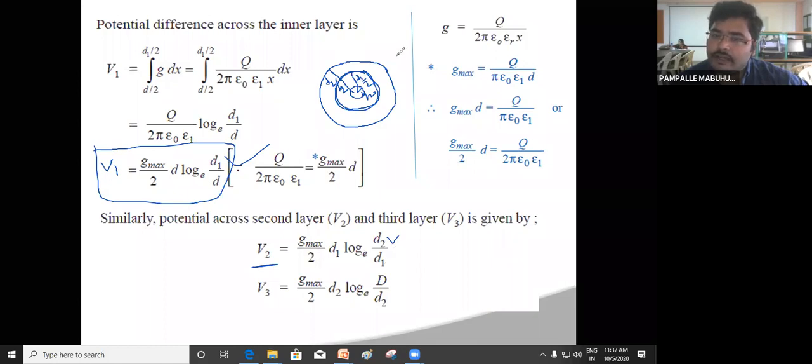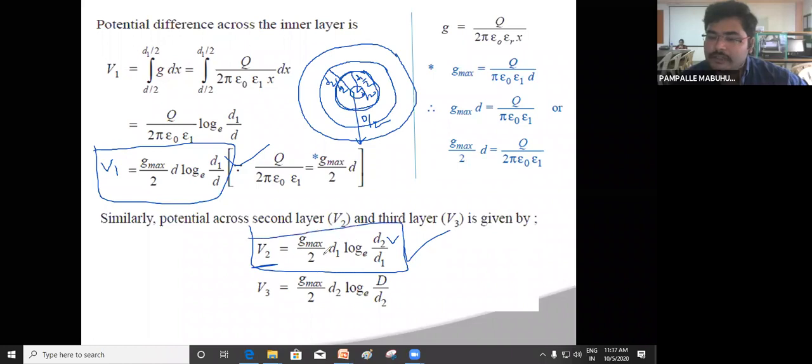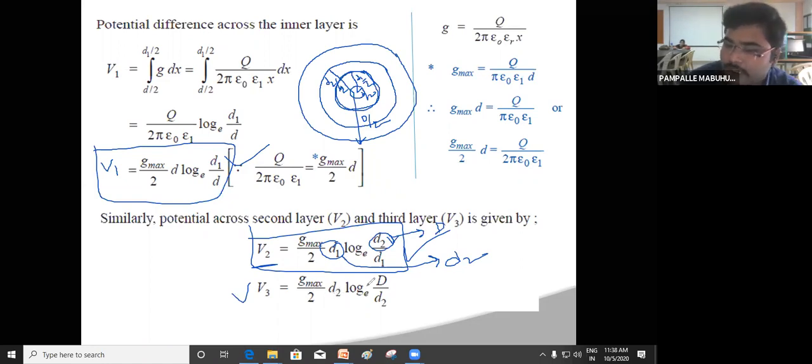If you take the last layer, the top layer, in such a case the top layer is at a distance capital D by 2. From this equation, in place of d1 you have to replace d2, and in place of d2 you have to replace capital D. Then you will get V3. V3 is equal to G max d2 by 2 ln capital D by d2. Like this you will get the potential difference across each layer. Now the total operating voltage V can be written as V1 plus V2 plus V3.